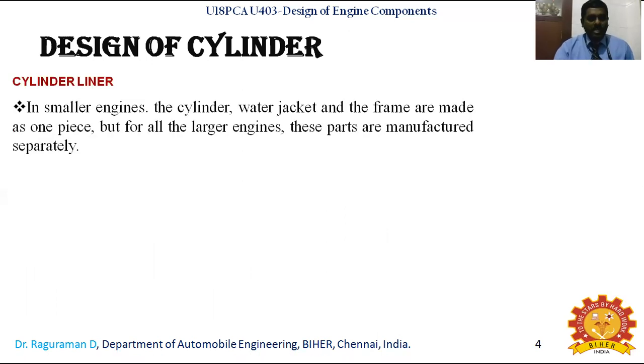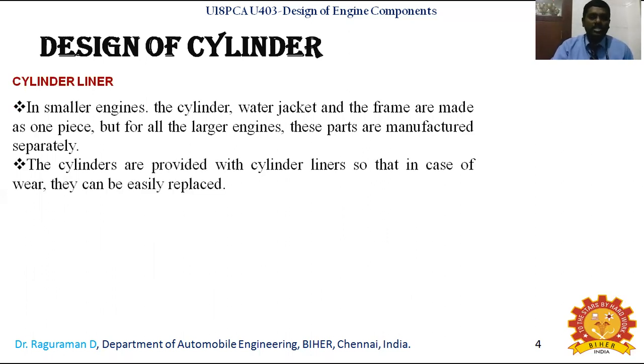So now about the cylinder liner. In the case of a smaller engine, the cylinder, the water jacket and the frame are made as one piece. But for all the larger engines, these parts are manufactured separately. So the cylinders are provided with cylinder liners so that in case of wear, they can be easily replaced.